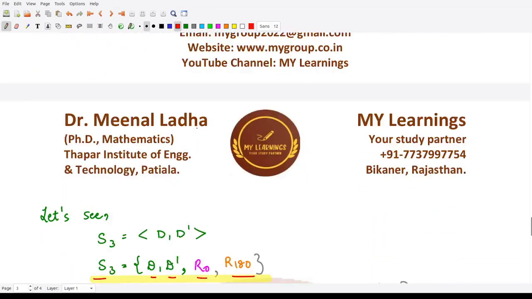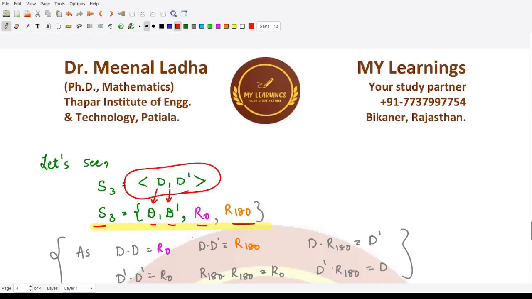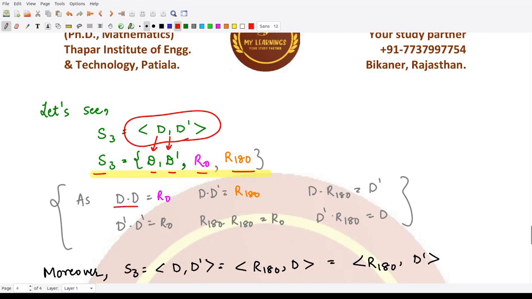Similarly, for the third case, let's check the subgroup which is generated by D and D dash. So obviously they both would be there, right? What about the other elements? So you see D into D gives you R0, so you put R0 here. Then D dash into D dash gives you R0. It is already there, no need to do anything. D into D dash is R180, so you put this element also there. R180 into R180 is R0, which is already there. D into R180 is D dash, which is already there. D dash into R180 is D, which is already there. There are no more combinations present, hence we stop here.